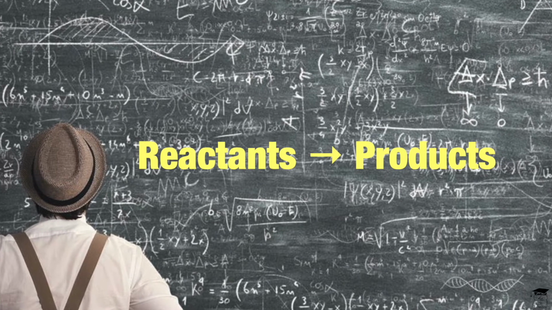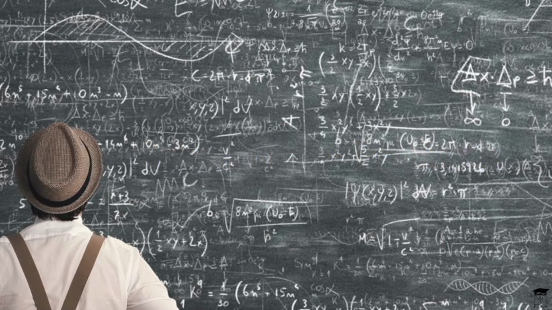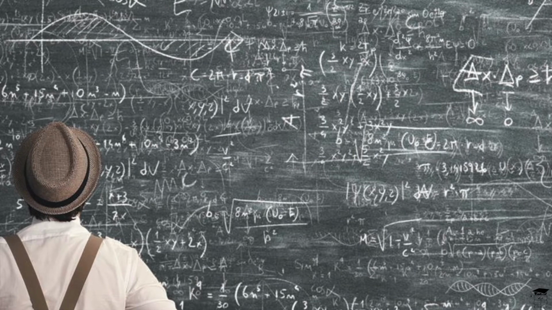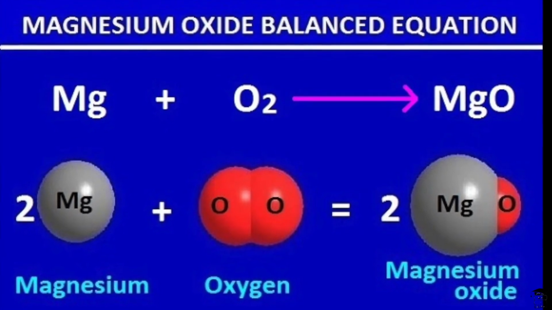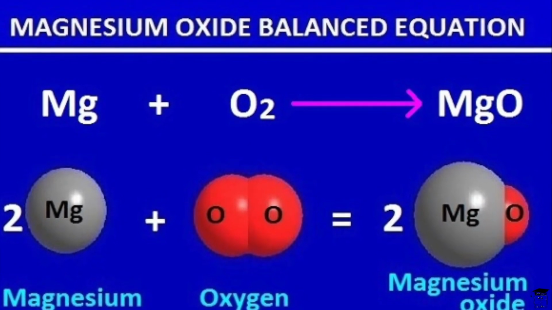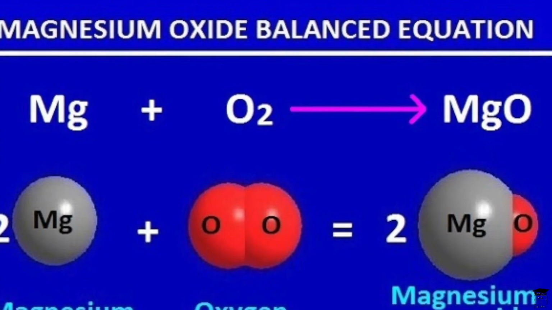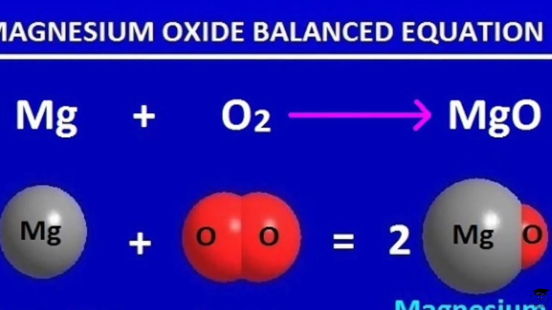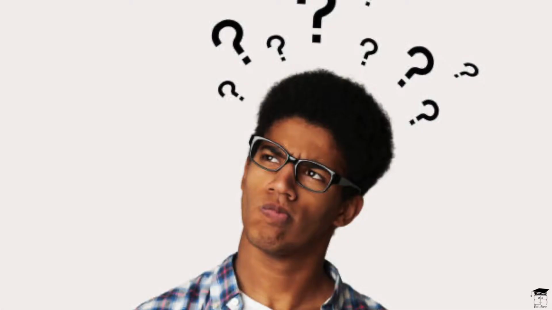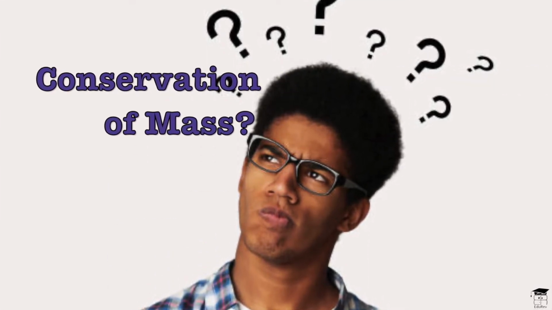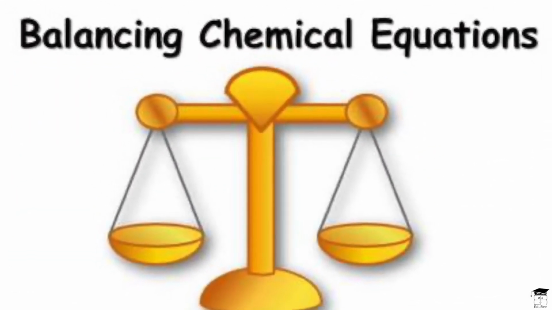But there is an even better way to write chemical equations by making use of the chemical formulae and symbols. Using this, our equation becomes Mg plus O2 reacts to give MgO. You might have noticed that the number of atoms of oxygen are lesser on the product side than on the reactant side, and may wonder if this equation is correct, since it seems to violate the law of conservation of mass. Well, you are partially right and partially wrong, as here comes the topic of balancing chemical equations.